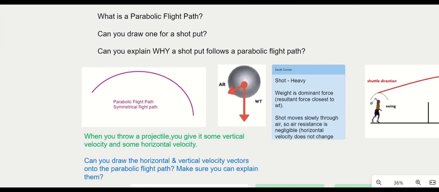That then takes us on nicely to vertical and horizontal velocity vectors. So when you throw a projectile, whatever it is, you give it some vertical velocity, so some upwards velocity, and some forwards velocity, some horizontal velocity. What you might need to do in an exam, and this hasn't been up for a while, is draw on the horizontal and vertical velocity vectors onto the parabolic flight path and make sure you can explain them. So if you just quickly pause this, on the parabolic flight path, draw on the horizontal and vertical velocity vectors as you think they stand, the little arrows, and then if you pause it and come back, I'll go through the explanation.